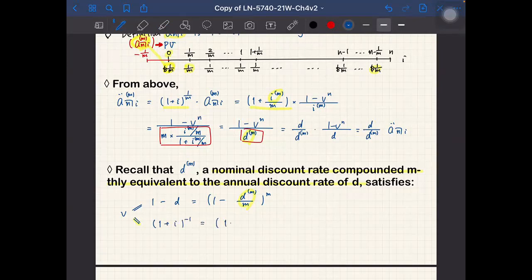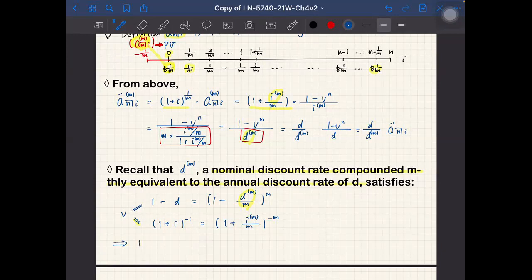So this is 1 plus i superscript m over m to the power negative m, because of the same reason. i superscript m is for the 1 over m year rate, so if we take the m-th power, that becomes 1 plus i. So this equation connects the relationship between d superscript m and i superscript m.